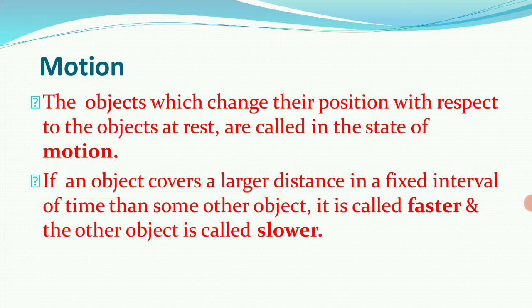If an object covers a larger distance in a fixed interval of time than some other object, we say that the object is faster and the other object is slower. So objects may travel fast or slow.